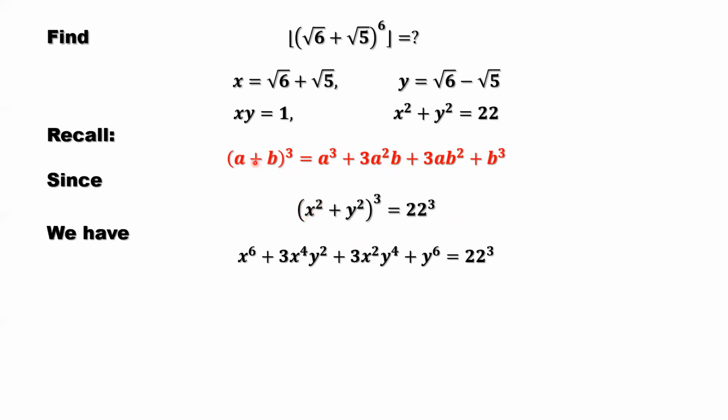So a is our x squared, to the power 3, that's x to the power 6. Plus 3 times a squared, that's x squared, then squared, that's x to the power 4. Then times b, replace b here, b is y squared. Plus 3a, a is x squared, and b squared, that's y squared then squared, that's y to the power 4. Then b to the power 3, b is y squared, then to the power 3 is y to the power 6. Equals 22 to the power 3.